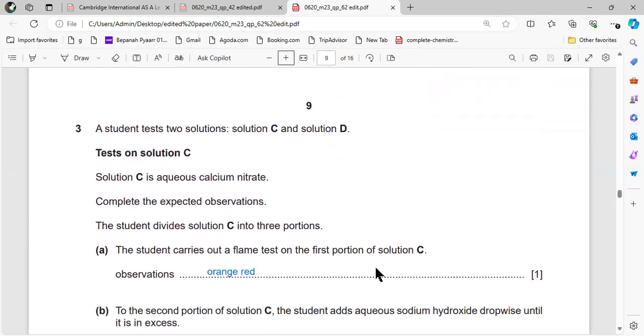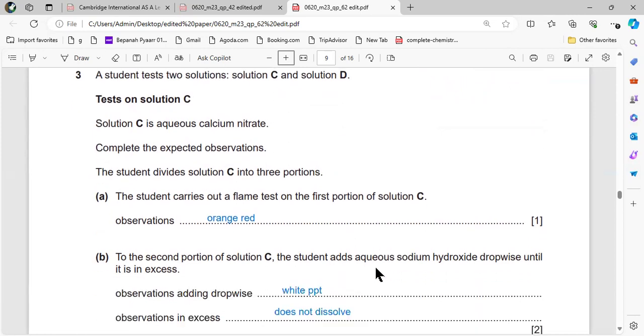In question 3, we have a qualitative analysis question where the student tests two solutions, solution C and D. Solution C is aqueous calcium nitrate. It is already mentioned in the question that it is calcium nitrate. Complete the expected observations. First, the student carried out a flame test on the first portion of solution.